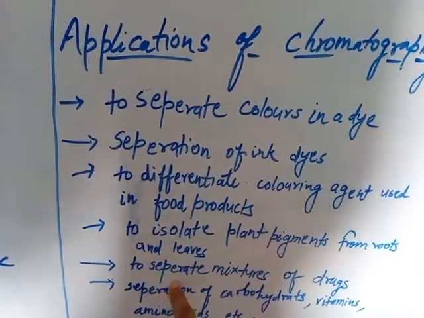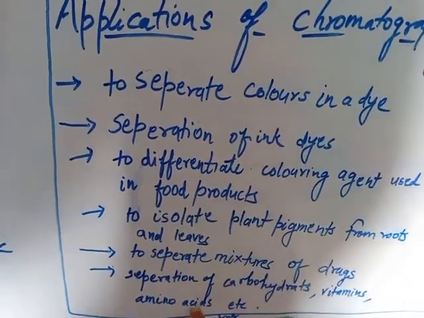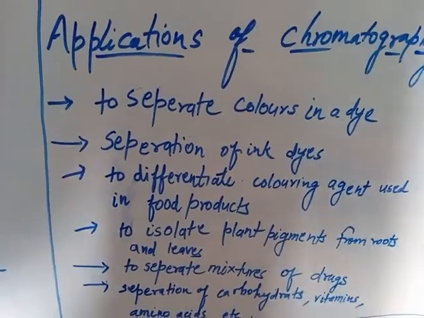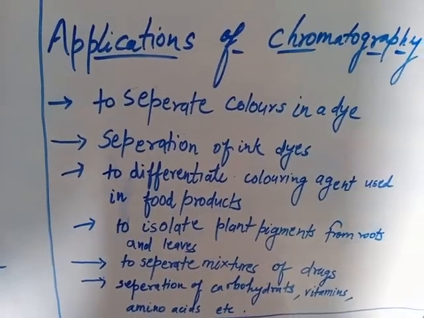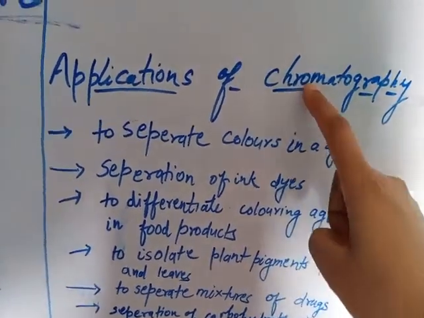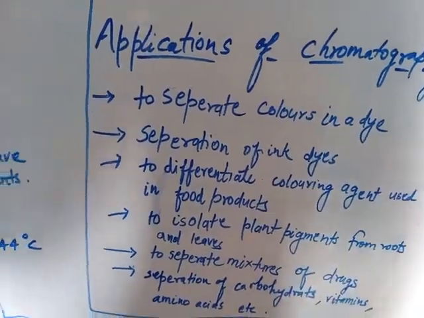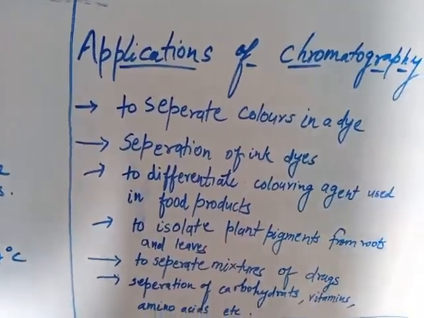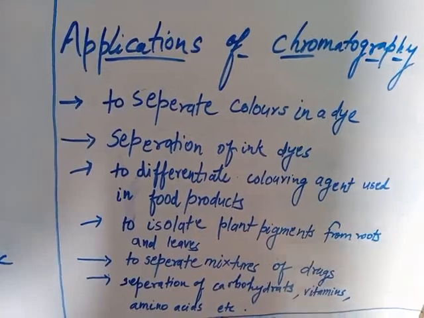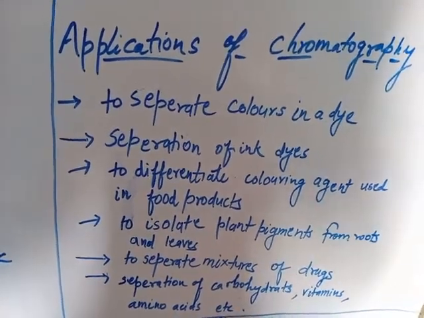Now carbohydrates, vitamins and amino acids also can be separated out by using the chromatographic process. So there is a use and application of the chromatographic process here. You can just note down the applications.